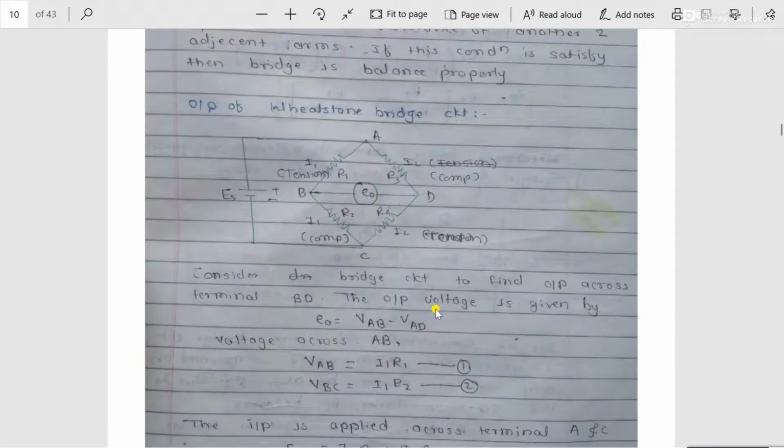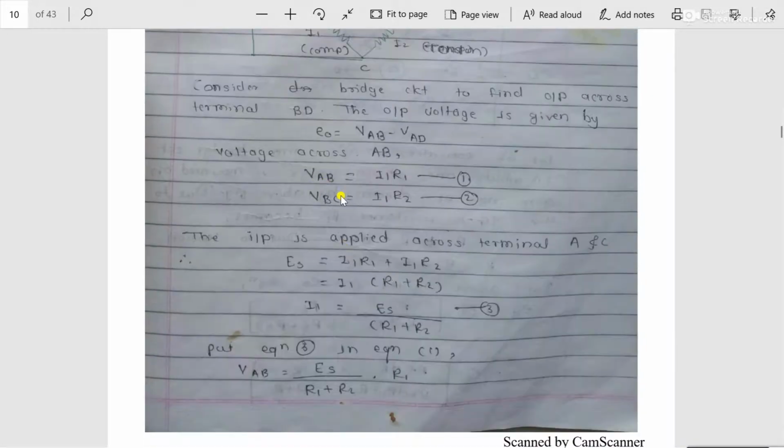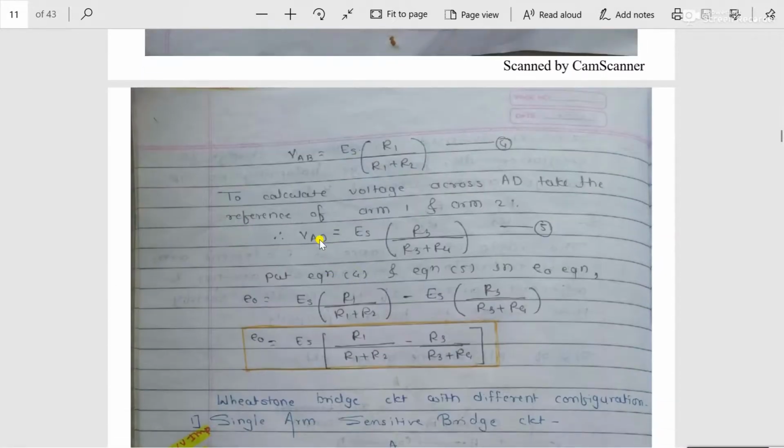So as to calculate the voltage across the AD, what conditions I have to consider? Whatever the procedure I have followed for the calculation of V of AB, same process I have to follow for the calculation of V of AD, because terminal A is common in between AB and in between AD, and by following the same procedure related to the calculation of V of AB, I will get the formula of V of AD is equal to ES in bracket R3 upon R3 plus R4.